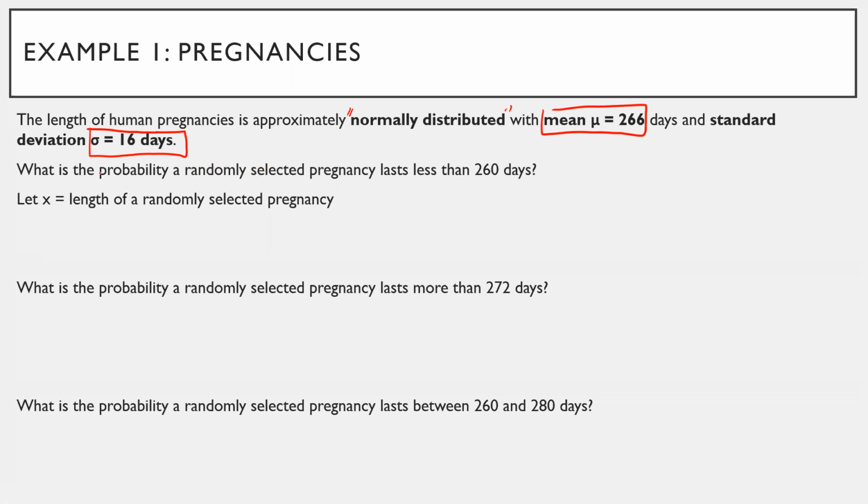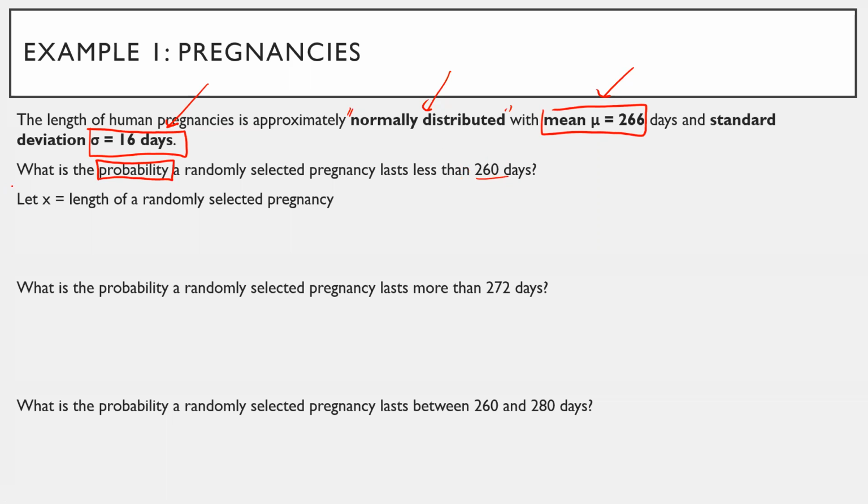So now what I'm gonna do is I'm just gonna ask you some probability questions, okay? So what is the probability that a randomly selected pregnancy lasts less than 260 days? Okay, so this is exactly like the Chips Ahoy problem, basically, okay? It's just instead of chips in a bag, we're talking about length of pregnancies. But they're all normally distributed, mean, standard deviation, and then I'm gonna ask you some probability, okay?